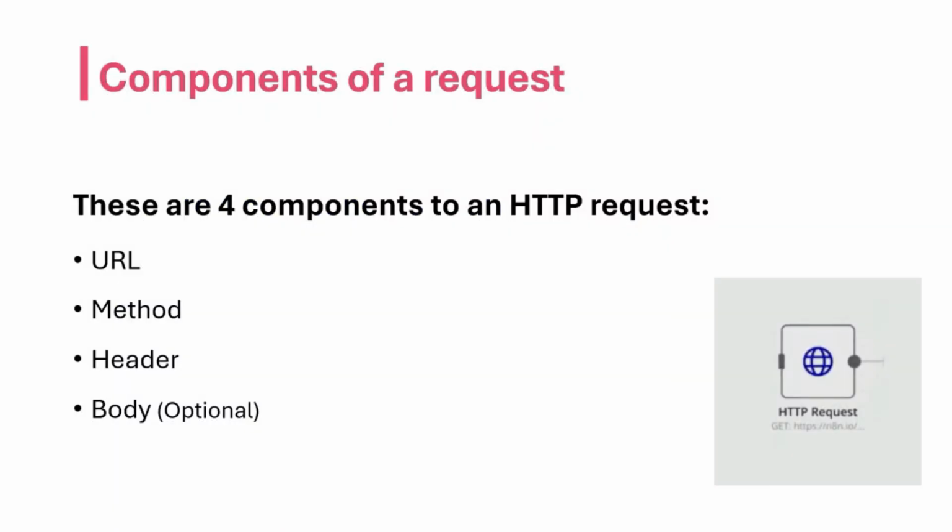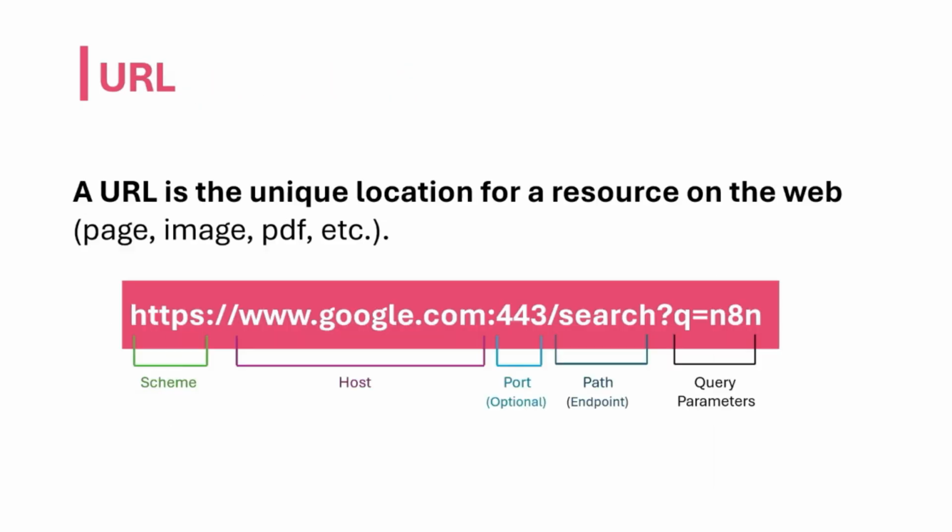Now we are going to understand the concept of a request. There are majorly four components to an HTTP request. These are URL, method, header, and body. We are going to understand them very deeply. First of all, URL, the uniform resource locator. It is the unique location of a resource on the web, like a page, image, PDF, etc.